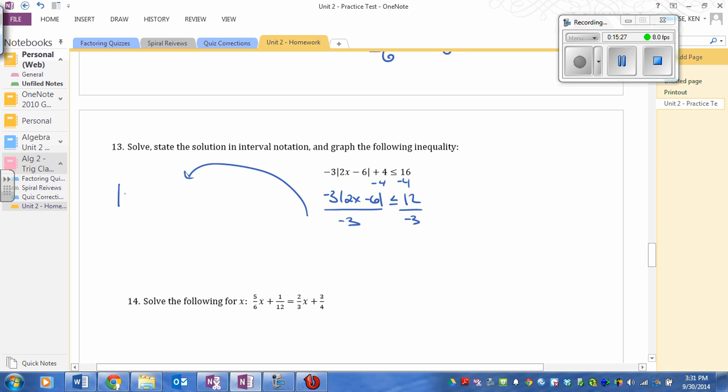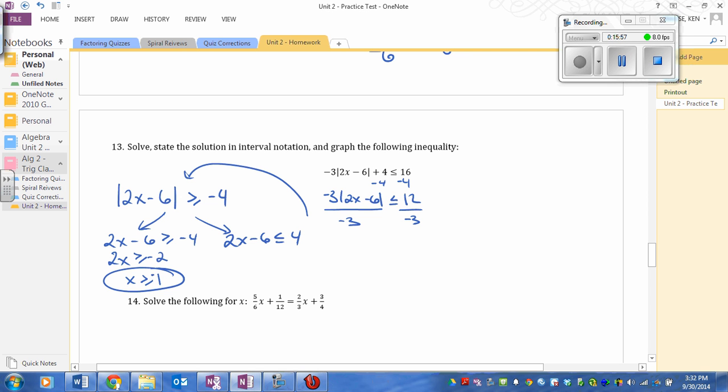And I'm going to get absolute value of 2x minus 6 greater than or equal to negative 4. Now I can break it up into two problems. 2x minus 6 greater than or equal to negative 4, and 2x minus 6 less than or equal to positive 4. So this is 2x greater than or equal to negative 2, or x is greater than or equal to negative 1. Divide. Over here, I bring that over, I get 2x less than or equal to 10. x is less than or equal to 5.